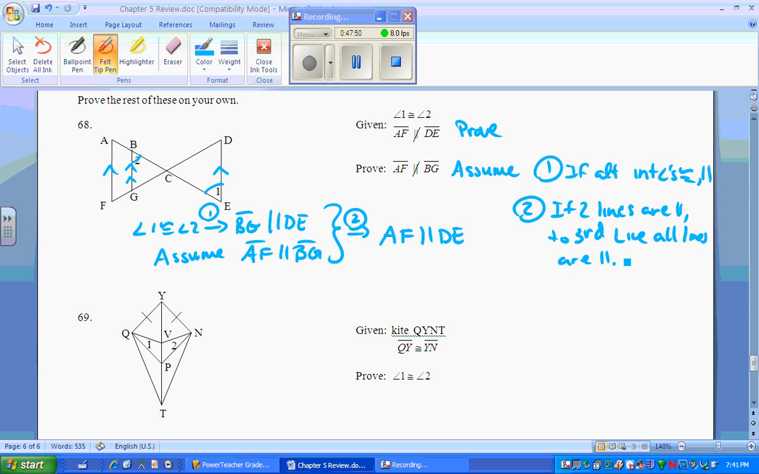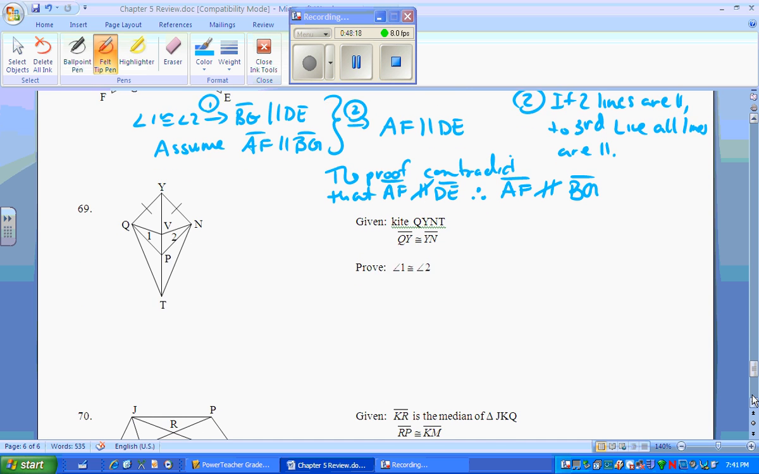And you have to make the contradiction statement: the proof contradicts that AF is not parallel to DE, therefore AF cannot be parallel to BG, and you're done.